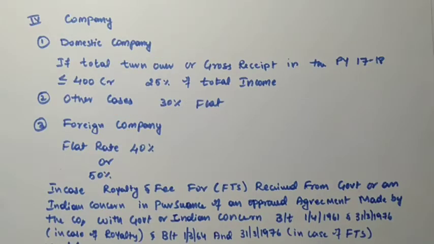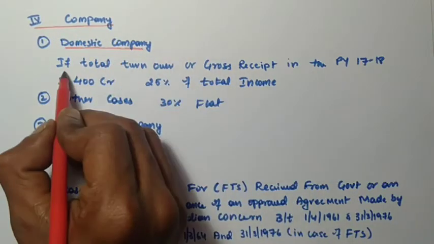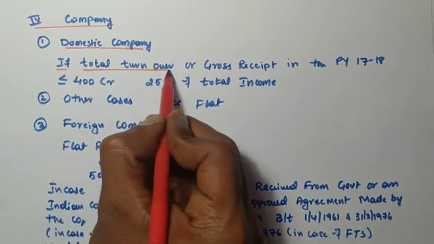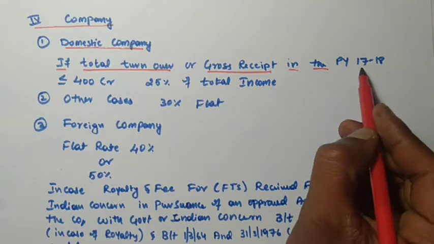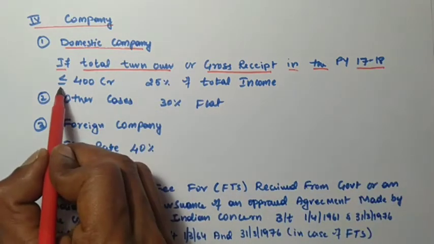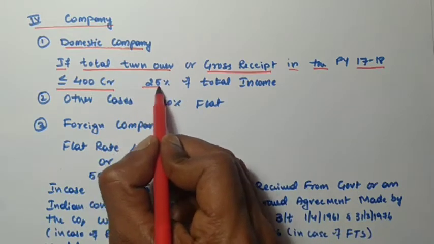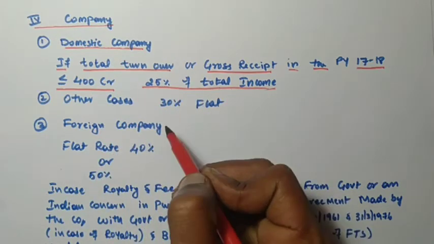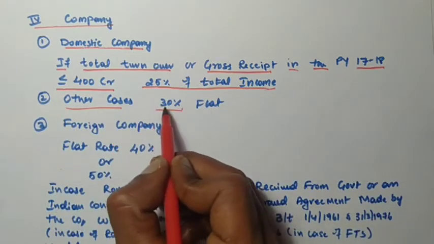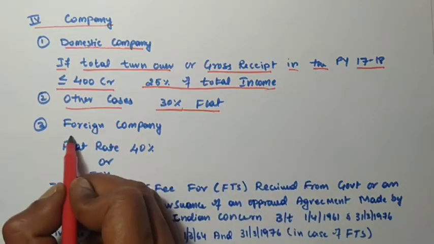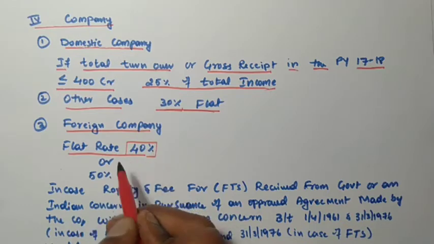So next we have company. For a domestic company, if total turnover or gross receipt in the previous year 17-18 is less than or equal to 400 crores, 25% tax on total income. For other cases, 30% flat. For a foreign company, a flat rate of 14%.